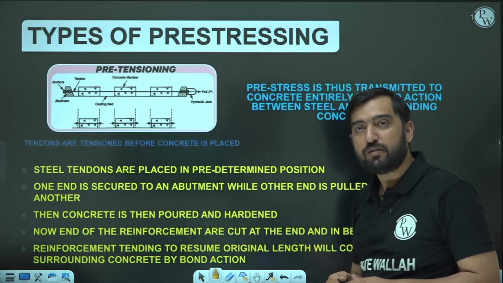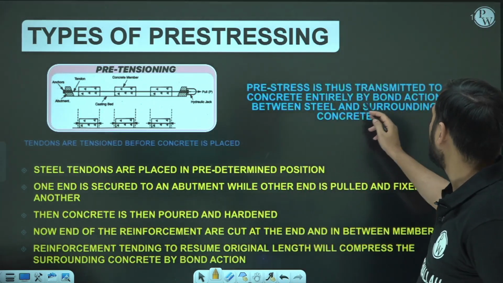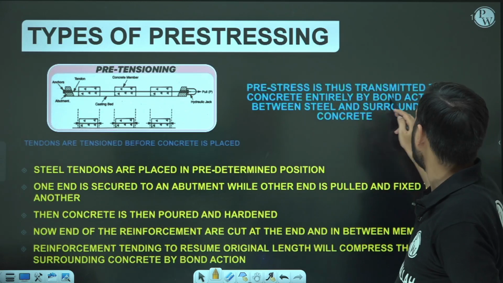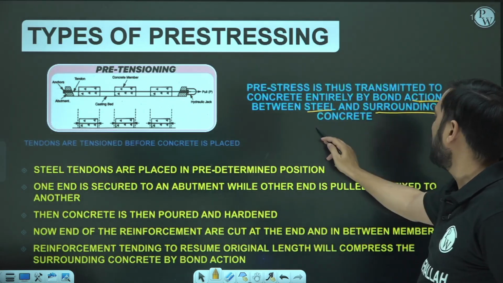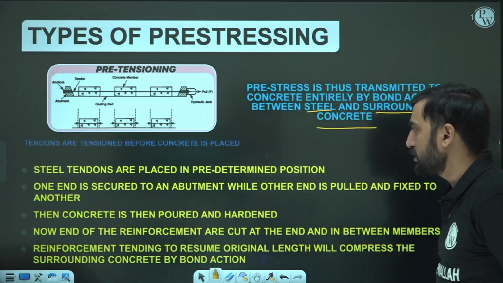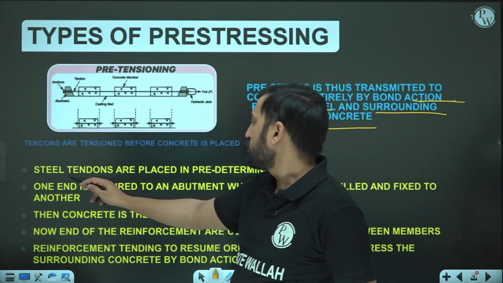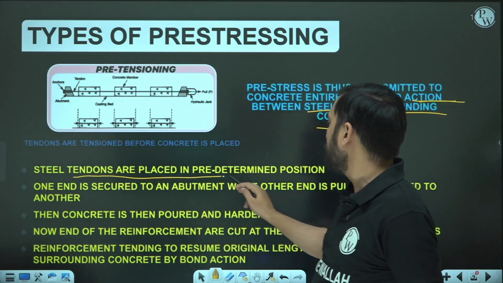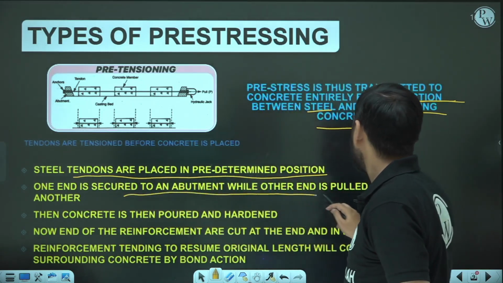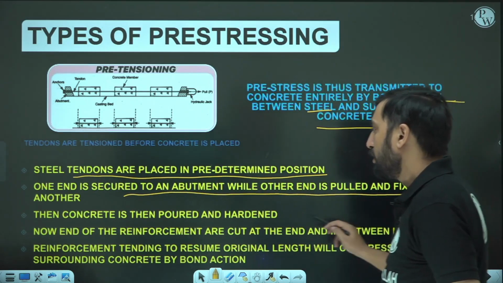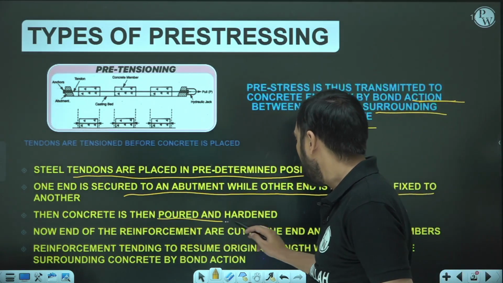So what is the process? Pre-stress is just transmitted to concrete entirely by bond action between the steel and surrounding concrete. So what is the procedure? First of all, steel tendons are placed in predetermined position. One end is secured to an abutment while the other end is pulled and fixed to the other. The concrete is then poured and hardened.